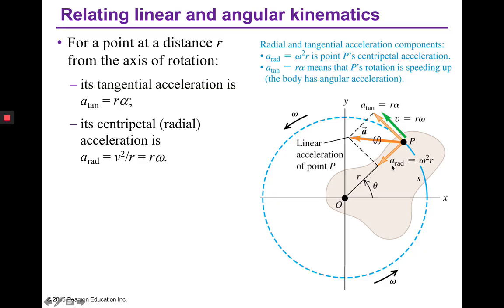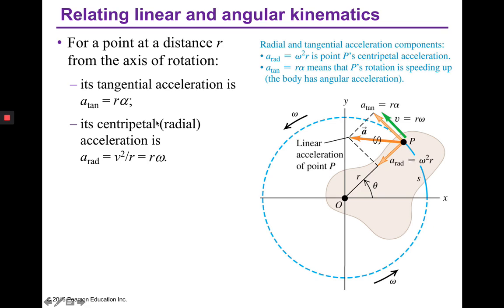Now, if your merry-go-round is speeding up, going faster and faster, then you have a tangential acceleration that comes from alpha, the angular acceleration. That changes your angular speed, and produces this tangential acceleration that changes your linear speed. And that always points tangential to the circle. This one changes your speed. This one changes your direction.